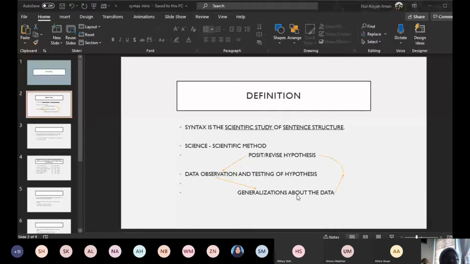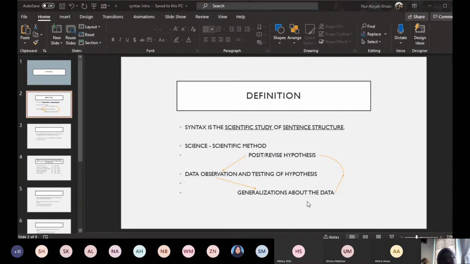Okay, sometimes the hypothesis fits the data. That means we predict something, and then we look at the data, and the data fits the hypothesis, or the hypothesis fits the data. So then we come up with a generalization about the data. Macam mana kelakuan dia, perilaku data itulah.